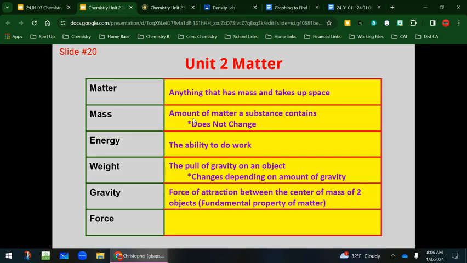So again, whatever the most massive object is in space, other objects are going to orbit around it.